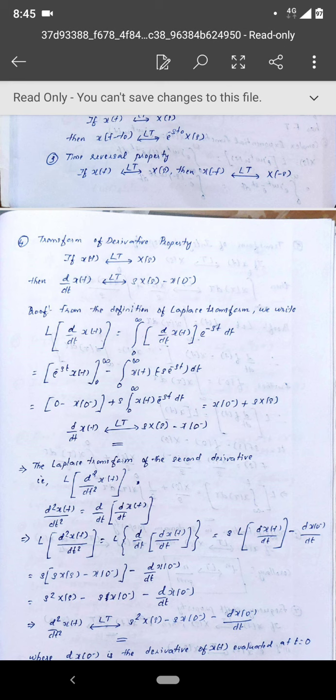Okay, so what is x of 0 minus? What is x of 0 minus? X of 0 minus is nothing but the initial.